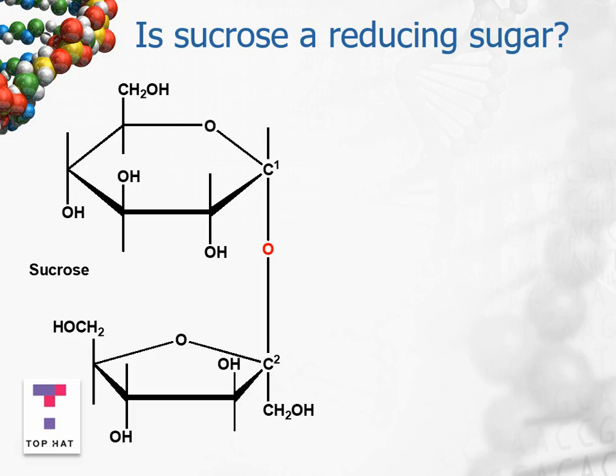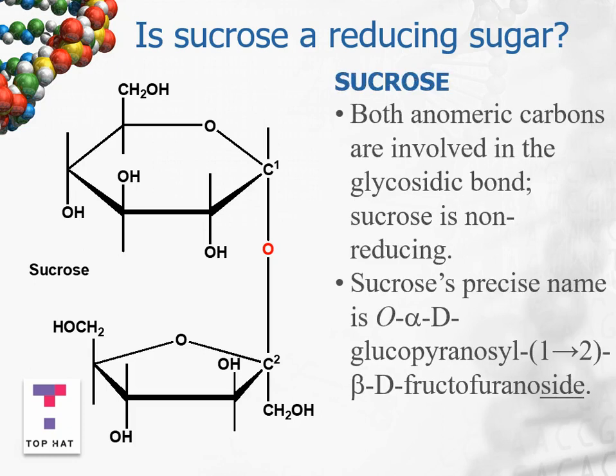How about sucrose? Is sucrose a reducing sugar? So take a minute to think about that. So the answer is no. Sucrose is not a reducing sugar, and the reason is that you have two sugars, and the linkage is with both of their anomeric carbons. So you've got the anomeric carbon here, carbon number 1, the anomeric carbon right here, and since both of them are linked in a glycosidic bond, they're not available to have the ring open up.